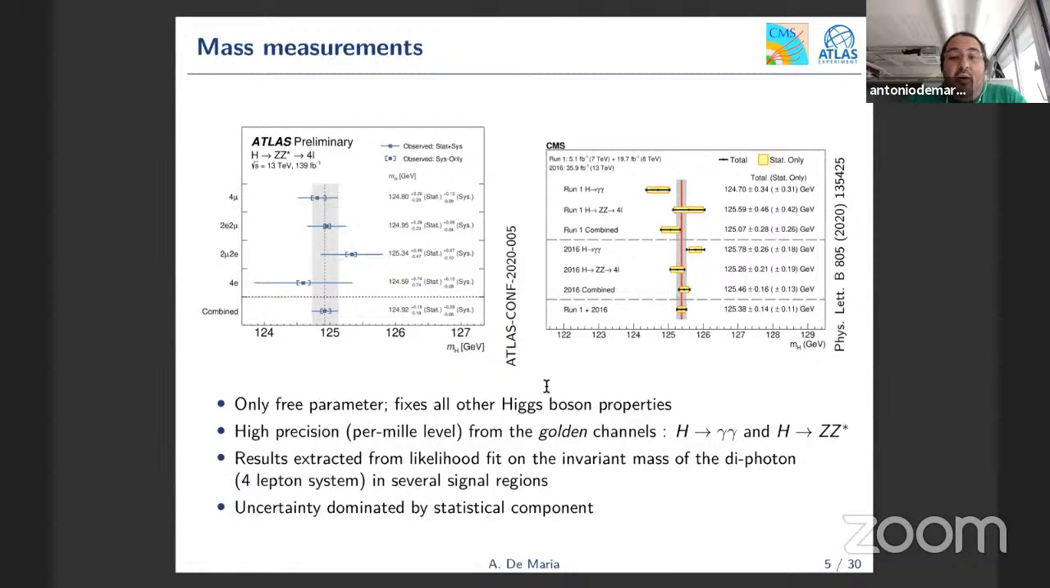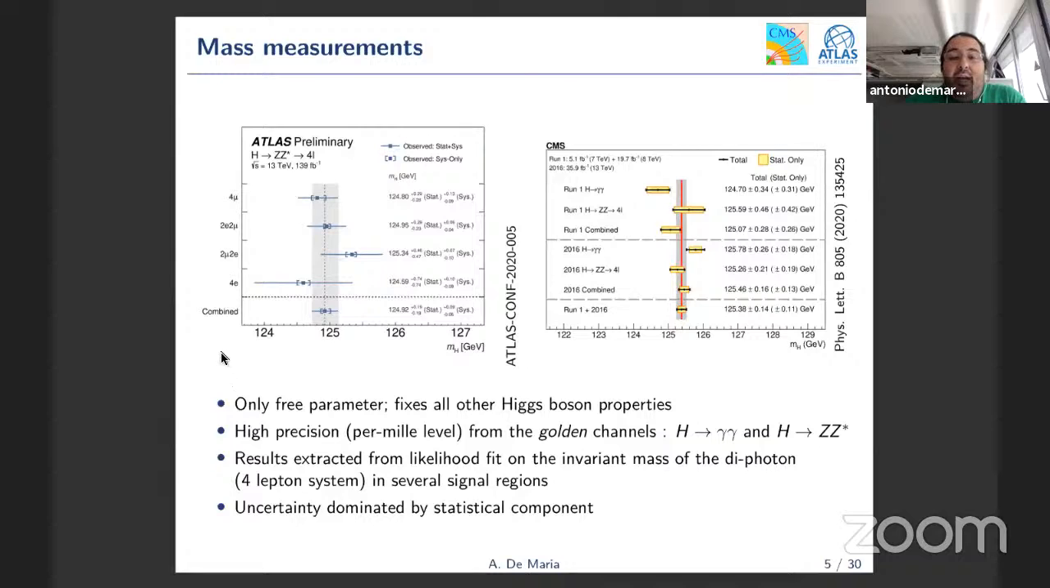This is the only free parameter, and once you fix the Higgs boson mass, then you can also get the other properties that I was talking about. Currently, the mass is measured with high precision. We are at the per mil level in the golden channels, so Higgs to gamma gamma and ZZ star.